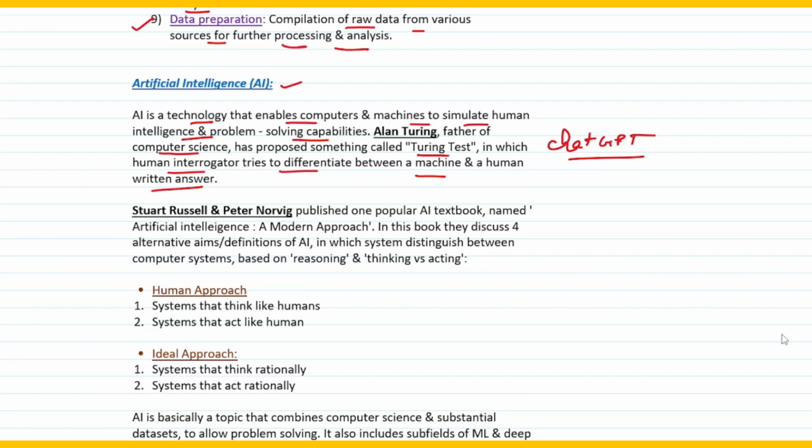Okay, then there are two other people called Stuart Russell and Peter Norvig. They have published one popular AI textbook called Artificial Intelligence: A Modern Approach, right? In this book they discuss four alternative aims or definitions of AI, in which systems distinguish between computer systems based on reasoning and thinking versus acting. So if a question asks what the Stuart Russell and Peter Norvig book talks about, it basically helps you distinguish between computer systems which are based on reasoning and thinking versus acting, right? So there are two approaches in this. First one is the human approach and second one is called the ideal approach. In the human approach, what they cover is systems that think like humans and systems that act like humans, right?